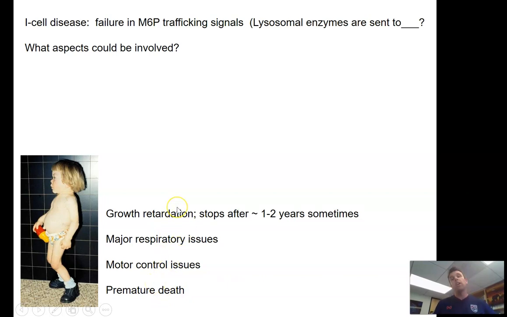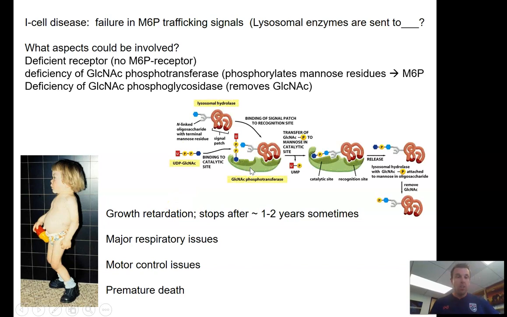So what types of genes could we be talking about that cause this? Well, you can have a deficient receptor. So if the receptor for M6P is the mutated gene, you have nothing to recognize that M6 phosphate, and therefore nothing to grab them in the Golgi, cause them to be packaged in the correct vesicles and sent to the lysosome. If nothing can be sent to the lysosome, all the lysosomal function is lost.